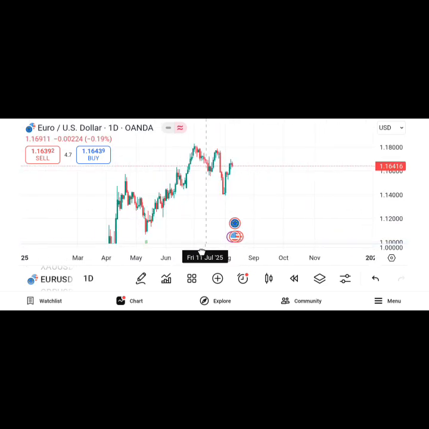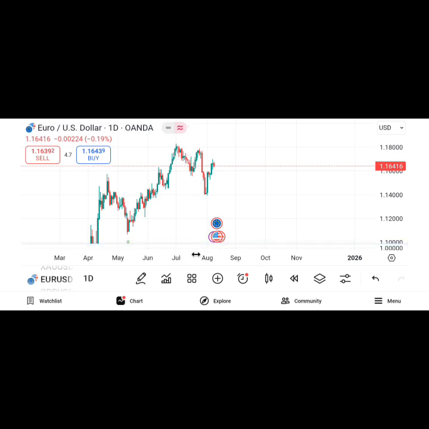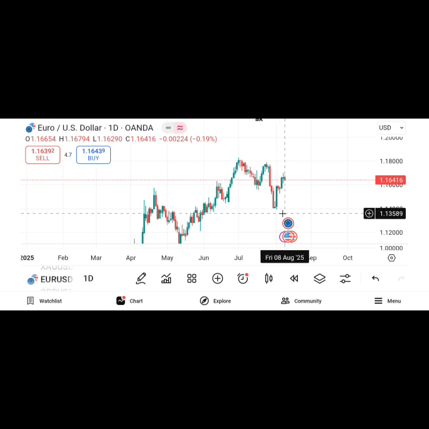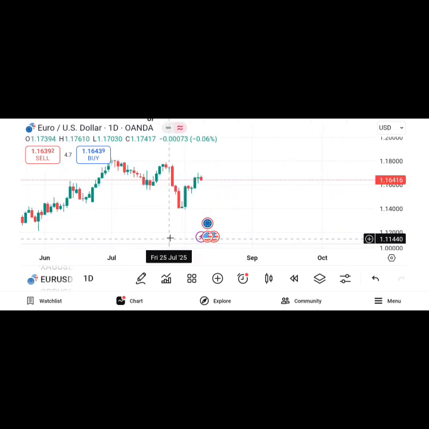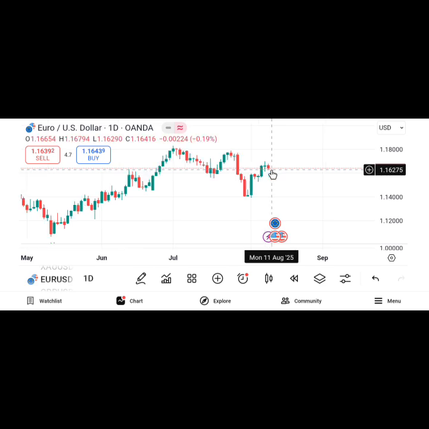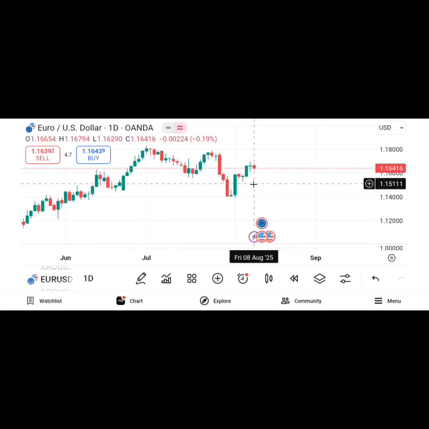So here on the daily, right here we have the indecisive candlestick I was talking about just now. This indecisive candlestick opened and closed near each other. So the market participant was indecisive on Thursday, 7th of August 2025.